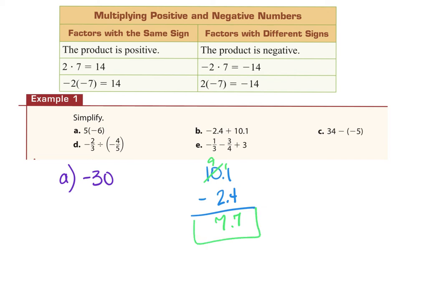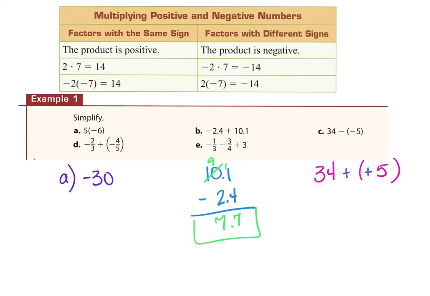All right? The next one, I am subtracting here. Now, remember subtraction is technically adding the opposite. This is really important when you do something like C. I have 34 minus a negative 5. Subtraction is adding the opposite. So I am going to say that is adding the opposite of negative 5, which is adding a positive 5.